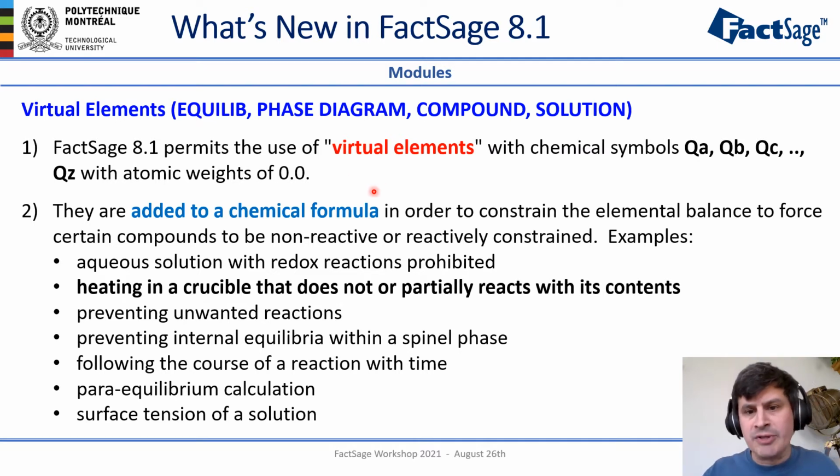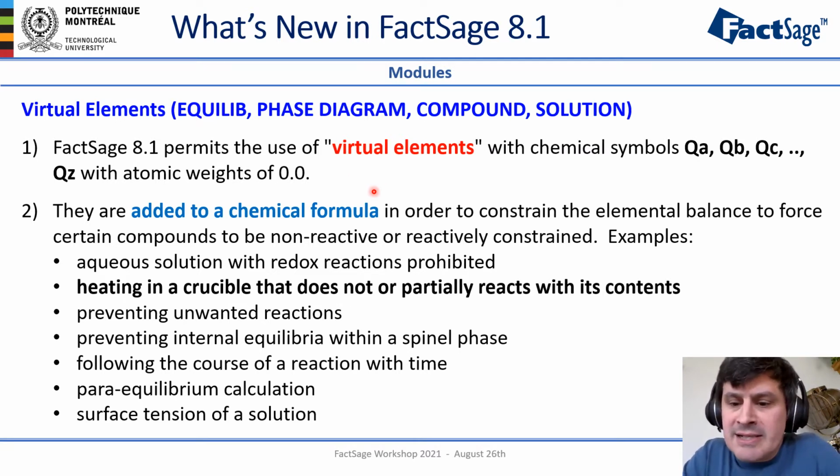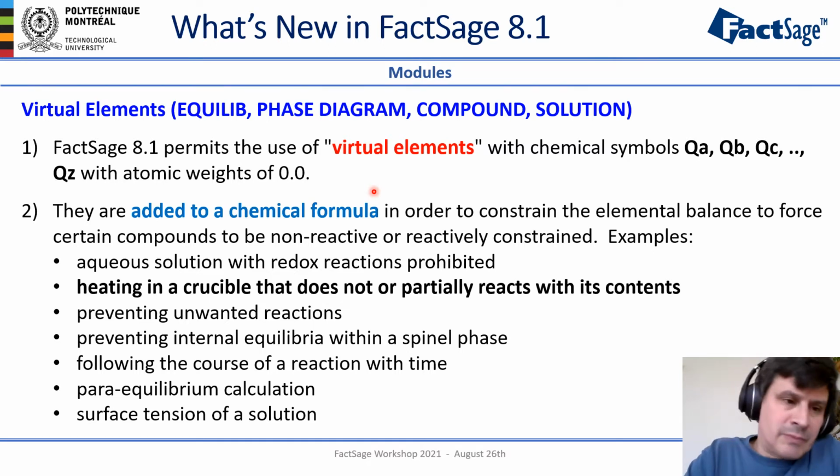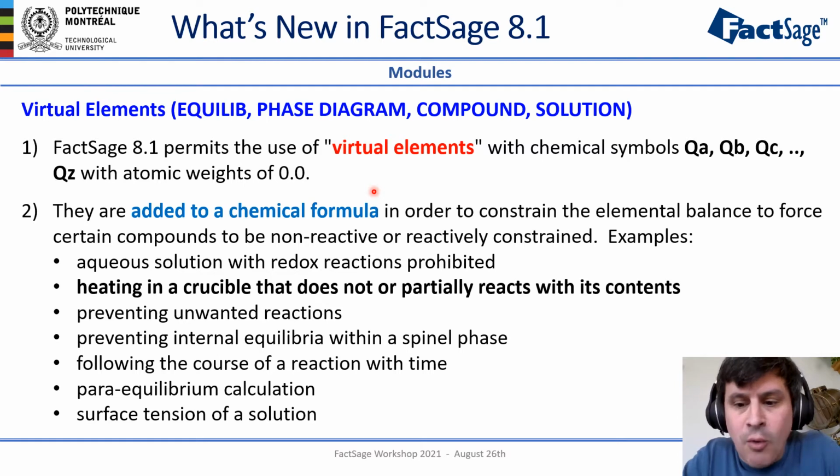So the virtual elements are basically elements with symbols starting with a capital Q and followed by a lowercase letter from A to Z. So you can have up to 26 of these elements, and they have an atomic weight of 0. They can be added directly at the interface or in databases to a chemical formula in order to constrain the elemental balance to force certain compounds to be non-reactive or reactively constrained.